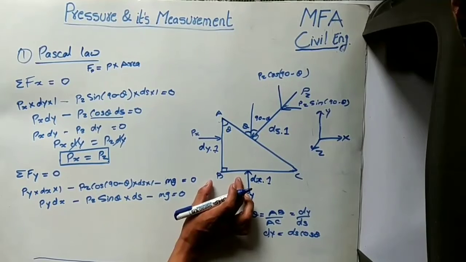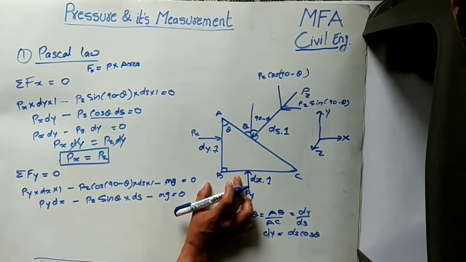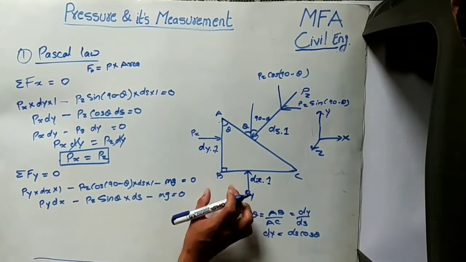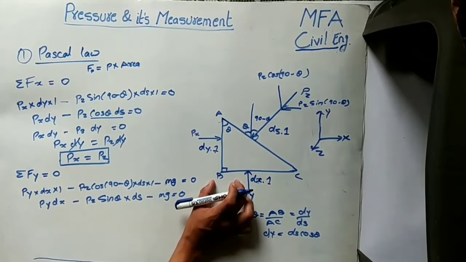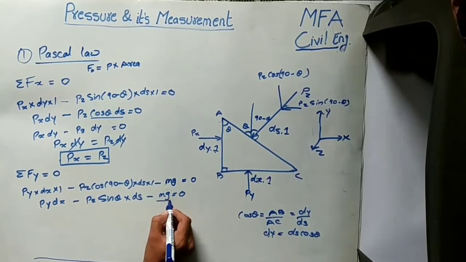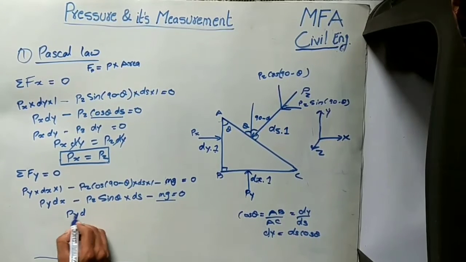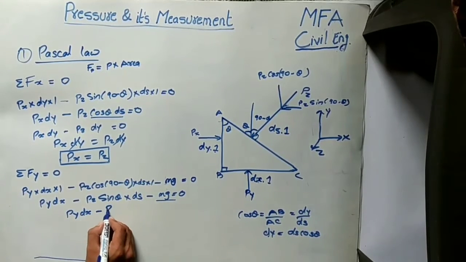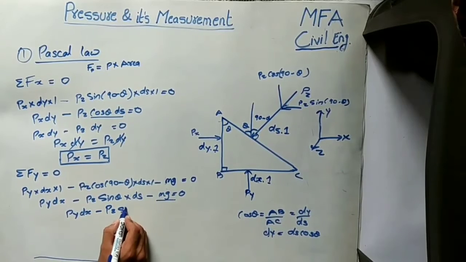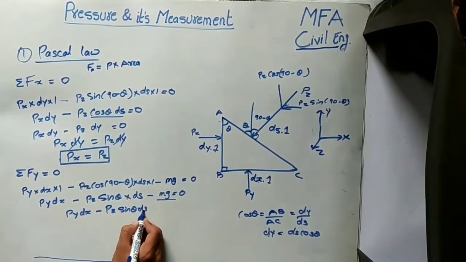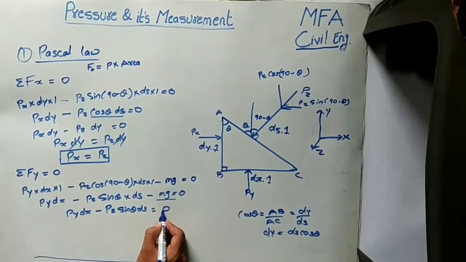The size of this molecule is comparatively very small, so the weight of this molecule is also a very small amount, so we can neglect the weight of the fluid. Now the remaining value becomes Py into dx minus Pz into sine of theta into ds is equal to 0.